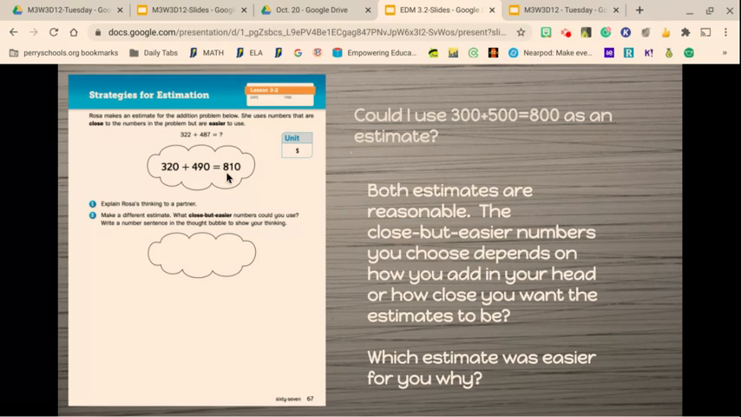Both estimates are reasonable. The close but easier number you choose depends on how you add in your head and how close you want the estimates to be. If we round to the nearest 10, it's going to be closer to the answer, but maybe rounding to the nearest hundreds is a little bit easier for you. It's up to you which one you pick. Using the tens will be closer to the actual answer.